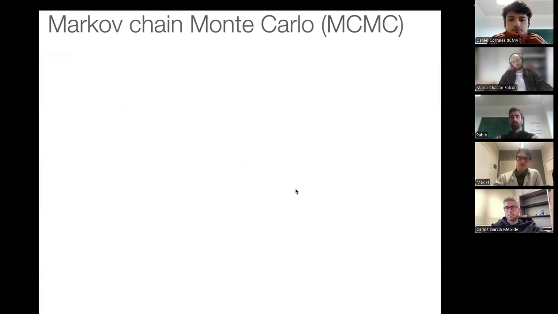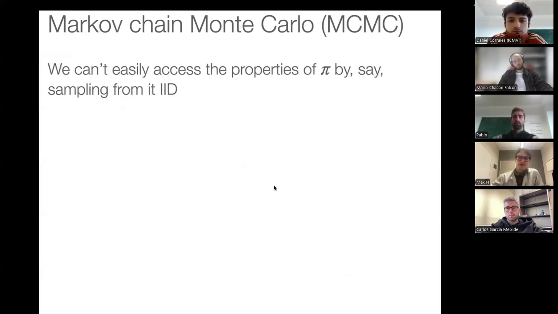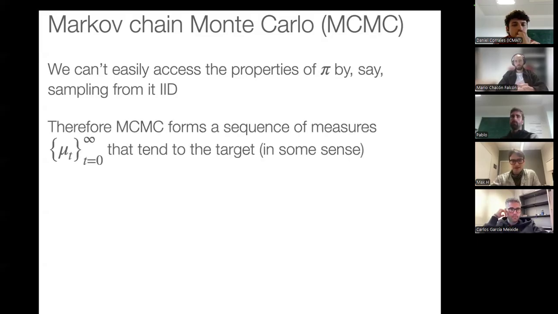What's Markov chain Monte Carlo? So usually in the setting of MCMC or variational inference, pi, our target distribution, is going to be quite complicated. It's not normalized, and so we can't sample from it, or we don't know the normalizing constant, so therefore we can't sample from it independently. And so we can't easily access its properties.